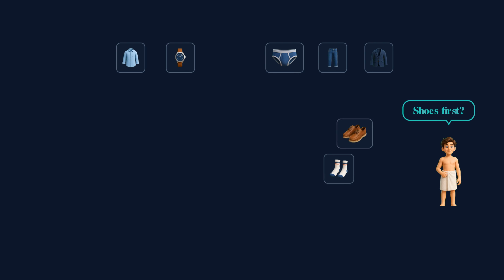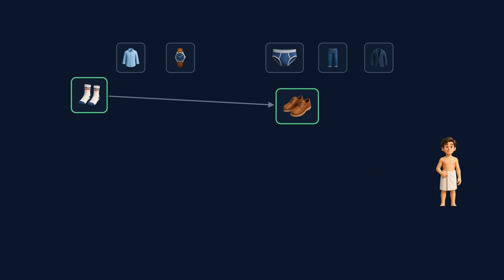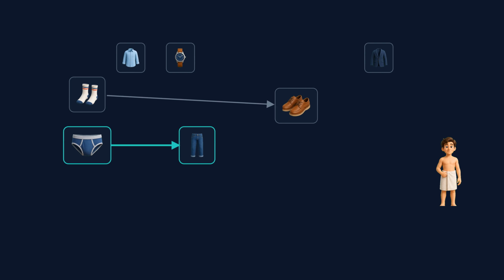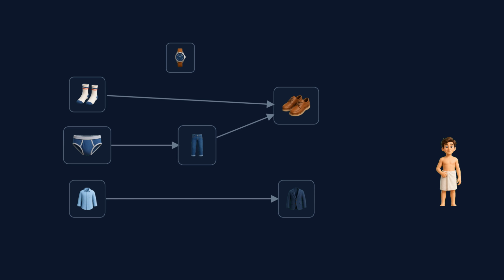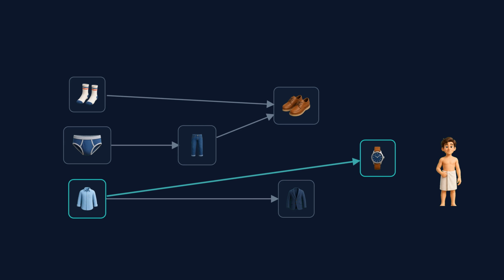Okay, let's start with just two of them. Socks and shoes. Which one comes first? What if we said shoes, then socks? No, that's backwards. Socks always go on first, and then the shoes. And that little arrow is just how we write the rule down. This one comes before that one. Now the rest are easy to spot. Underwear goes before pants, and the pants before the shoes. And up top, the shirt goes before the jacket, and the shirt before the watch too.